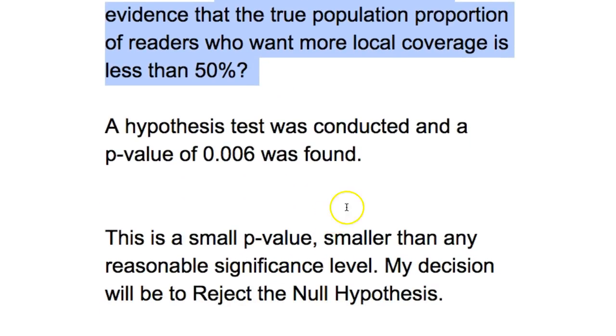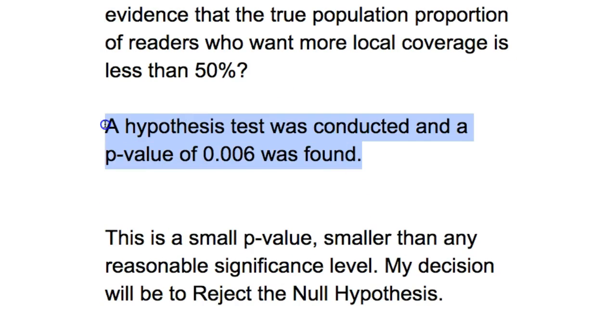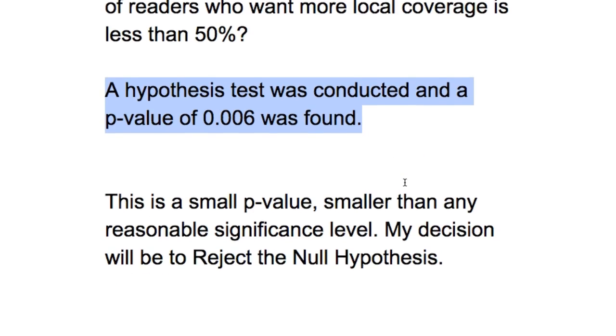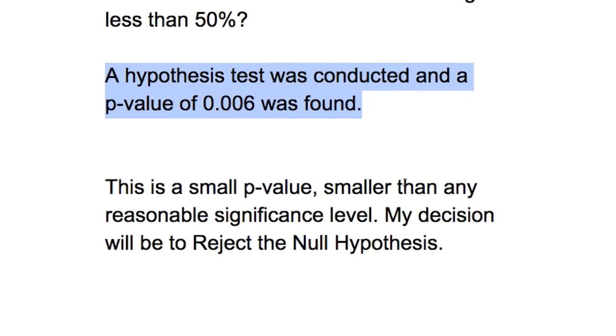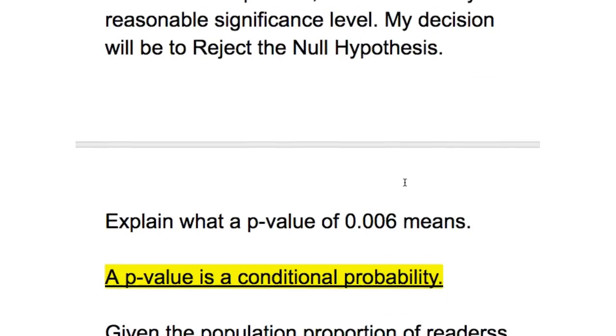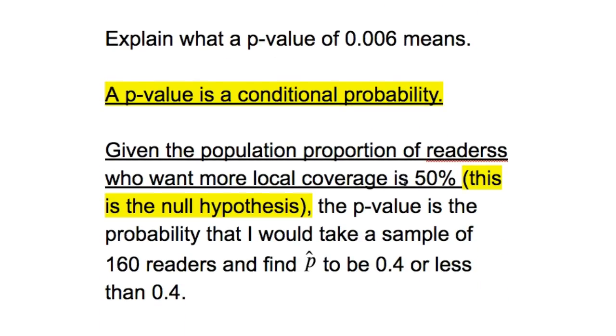They ran a hypothesis test, and they found a p-value of 0.006. So this is a very small p-value, smaller than any reasonable significance level or alpha level. And so the decision, of course, would be to reject the null hypothesis. We'll talk more about decisions tomorrow and the types of errors that might be made. But in the meantime, what does the p-value of 0.006 mean?